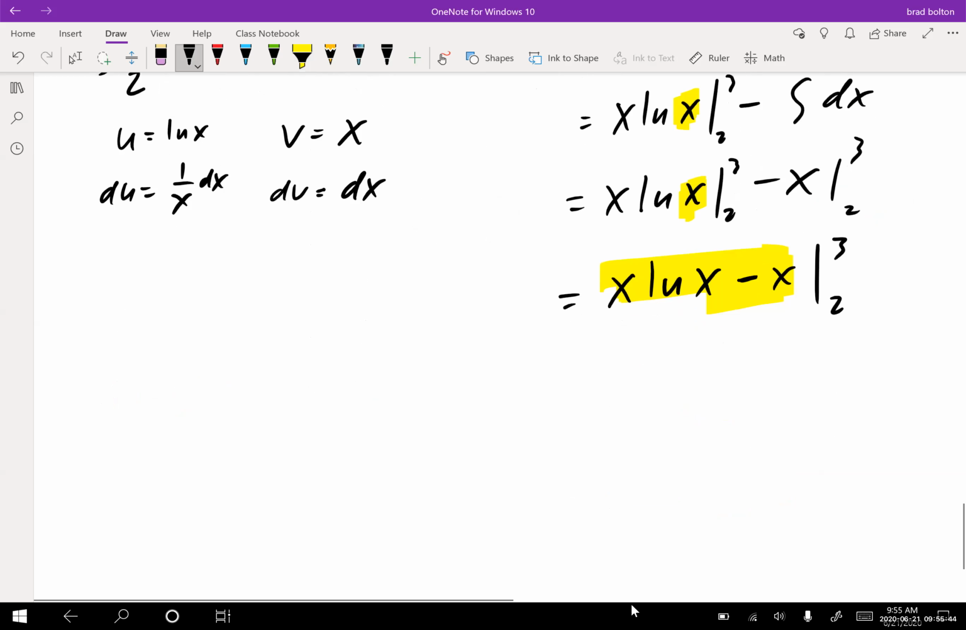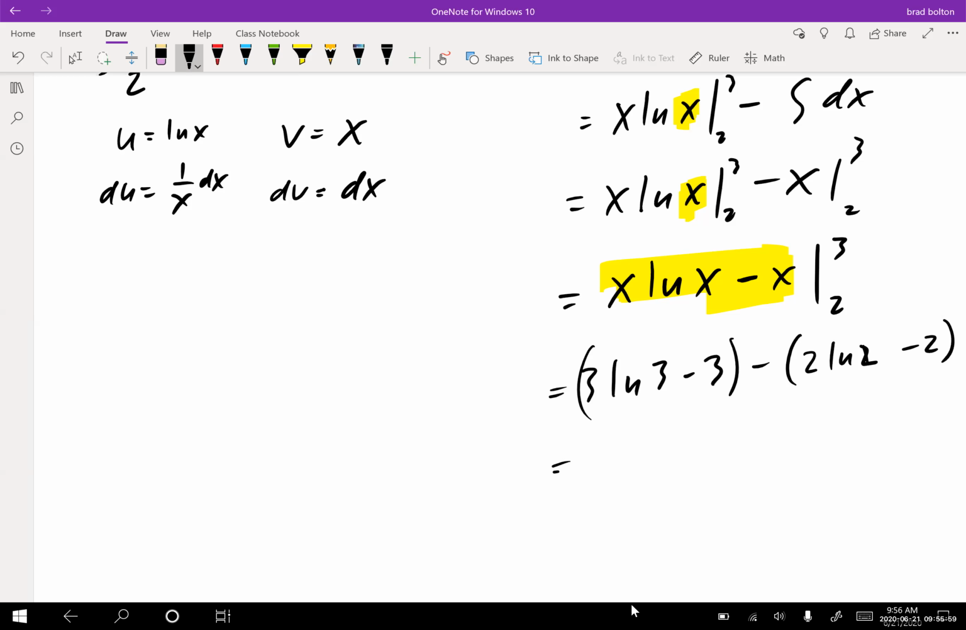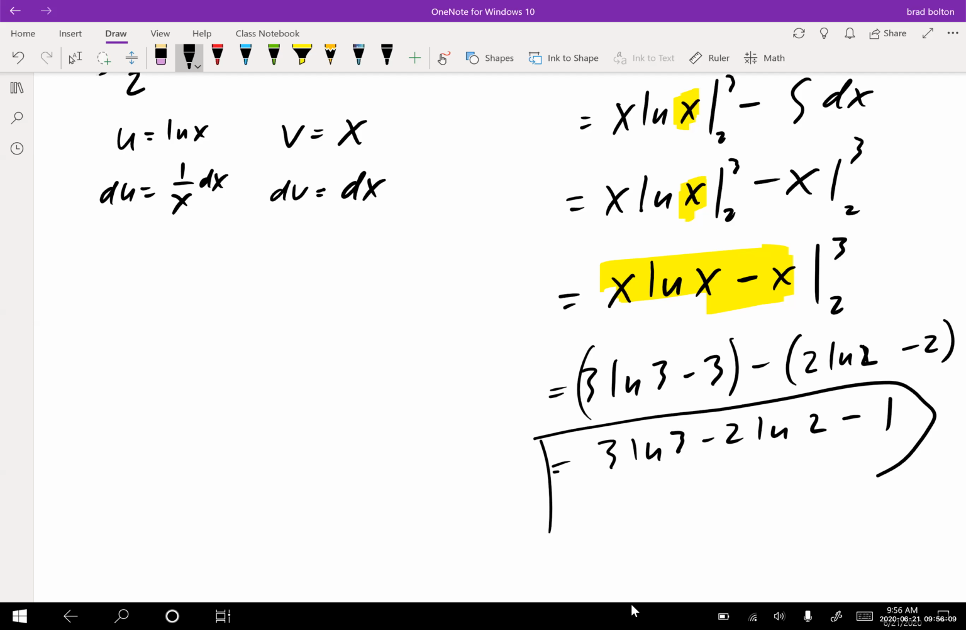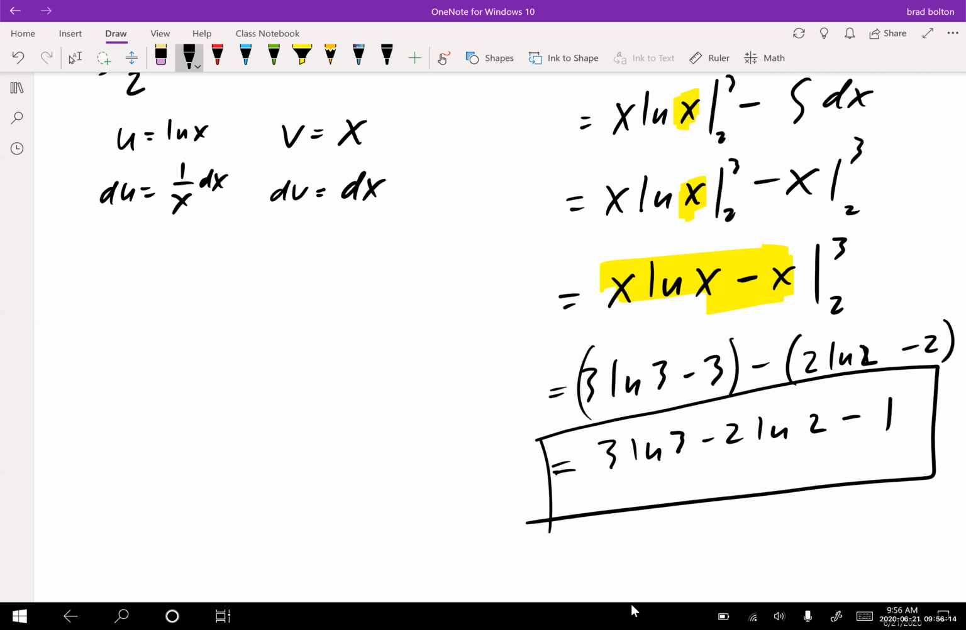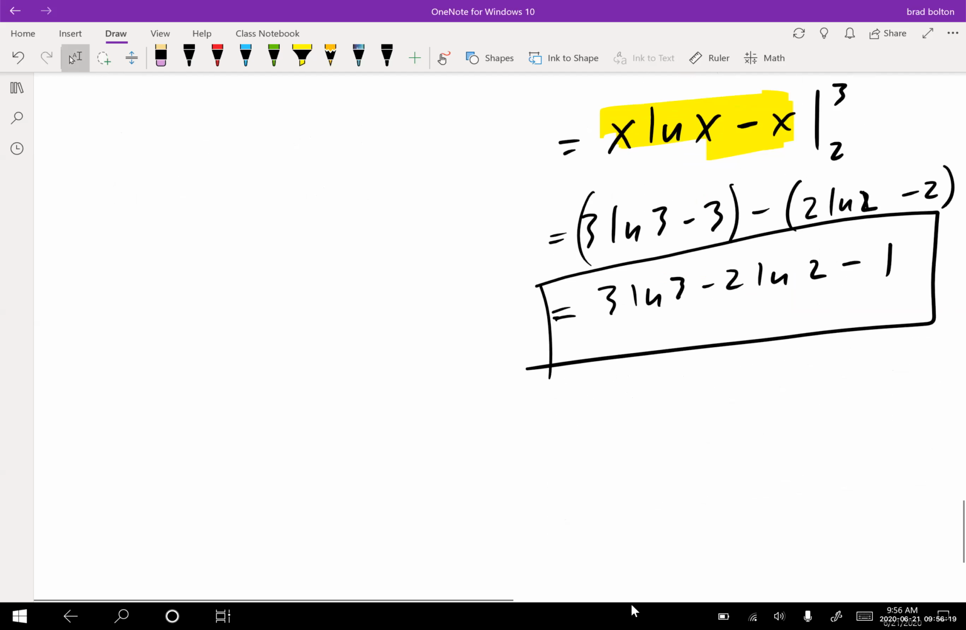So now I just have to do 3 ln of 3 minus 3, minus f of b minus f of a. So this would be 2 ln of 2, right, minus 2. Okay, so this would be 3 ln of 3 minus 2 ln of 2, and then this would be minus 1. And that would be our final answer. There's not really much better we can do with that. So you guys may want to use your calculator, but if they ask you for the exact answer, this would be it.